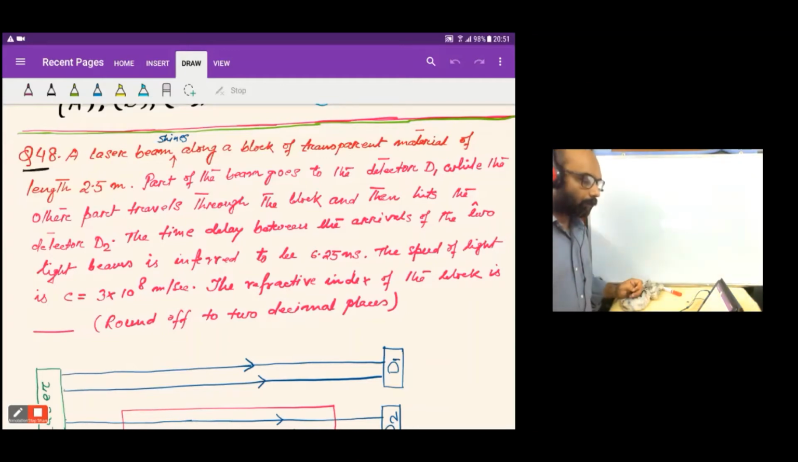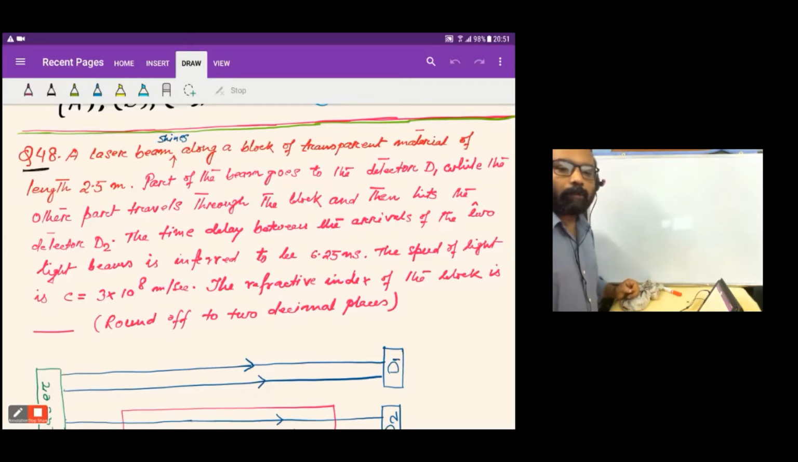Question number 48. A laser beam shines along a block of transparent material of length 2.5 meter. Part of the beam goes to the detector D1 while the other part travels through the block and then hits the detector D2. The time delay between the arrivals of the two light beams is inferred to be 6.25 nanosecond. The speed of light is c equal to 3 into 10 to the power 8 meter per second.